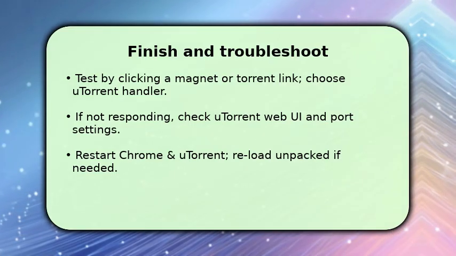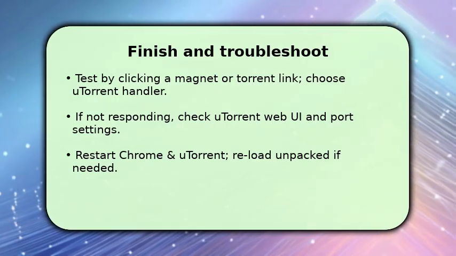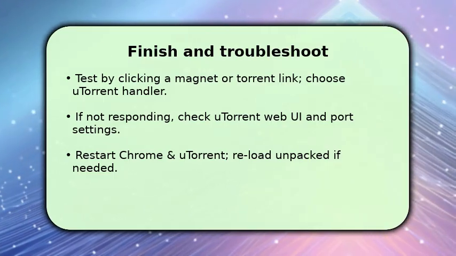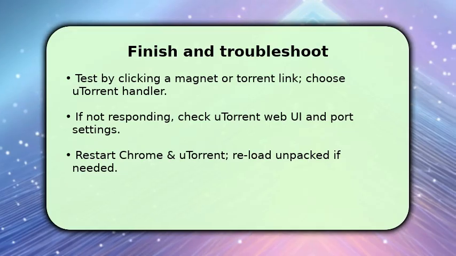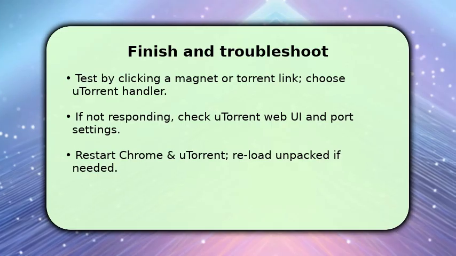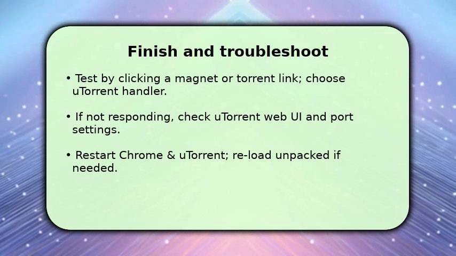If the client doesn't receive the link, check that uTorrent's web UI or remote control is enabled and that ports match between apps. Mismatched ports block the handshake. If problems persist, restart Chrome and uTorrent, then reload the unpacked extension. That often clears permission or connection glitches and restores the browser-to-client communication.